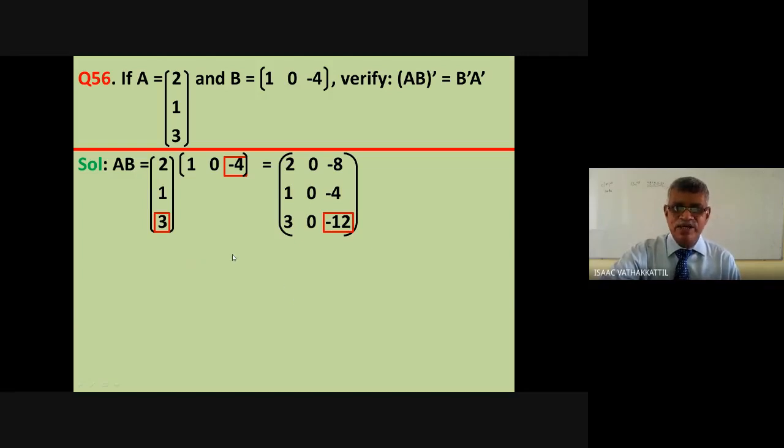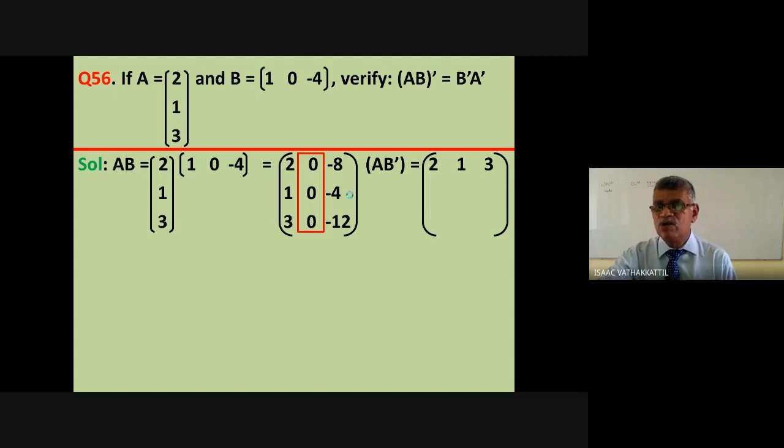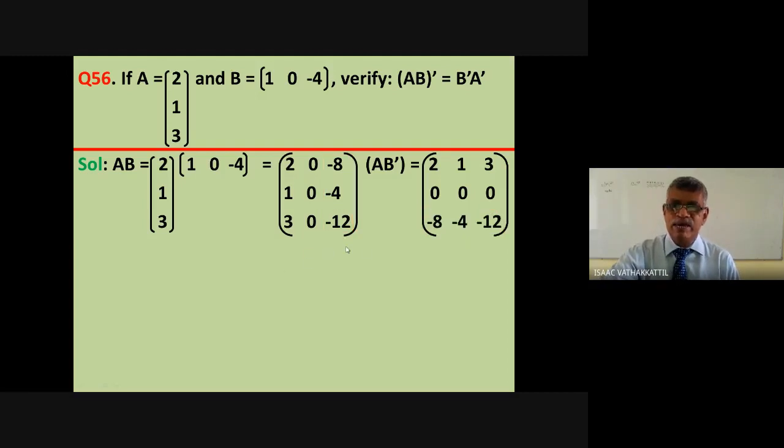Then what is (AB) dash? Interchange the rows and columns. In (AB) dash, this 2, 0, minus 8 will be the first column, and 2, 1, 3 will be the first row. 2, 1, 3 here column will be the first row there. Second row: 0, 0, 0 is the second column here, and it will go as the second row there. And minus 8, minus 4, minus 12, the third column, will go on the third row. Hence we have (AB) dash.